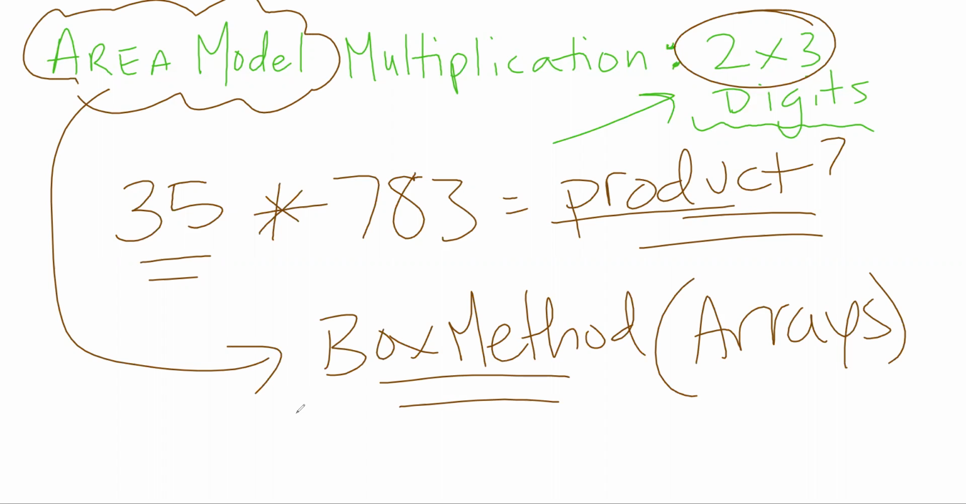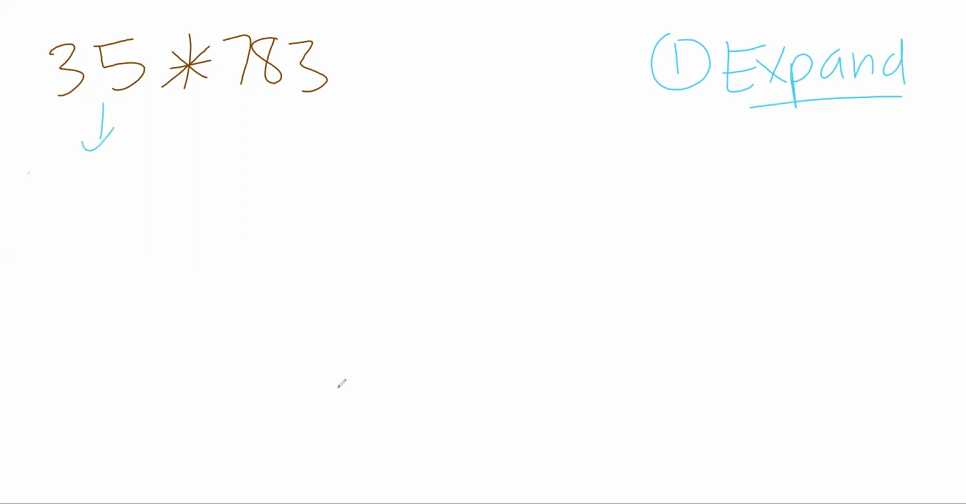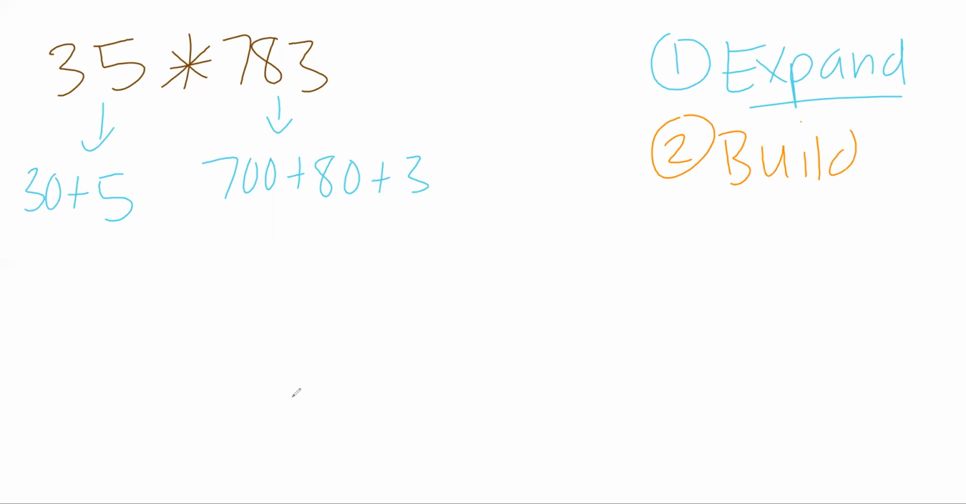35 times 783. With all the other videos, we've been following a 3-step process. And again, that's what we're going to do here. Nothing changes. The more digits we have doesn't change the way we solve it. The first thing we do is expand our numbers. So 35 expands to 30 plus 5. 783 expands to 700 plus 80 plus 3. This is where the difference in digits is. The more digits I have, the more I have to expand. That's the only thing that really changes, which then brings me to build the array.